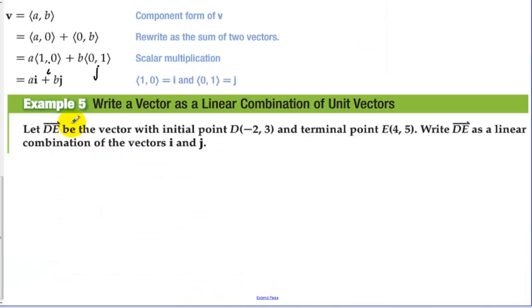Let vector DE be the vector with the initial point negative 2, 3 and terminal point 4, 5. Write DE as a linear combination of the vectors i and j. Well, vector DE can be written as 4 minus negative 2 is 6, and 5 minus 3 is 2. Now we can write that same vector as 6i plus 2j.